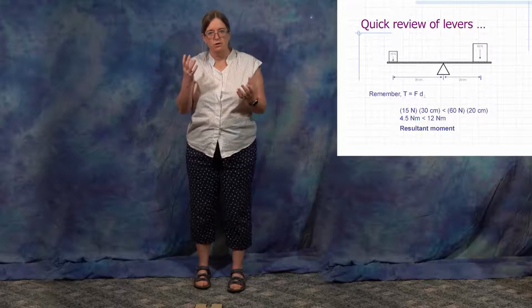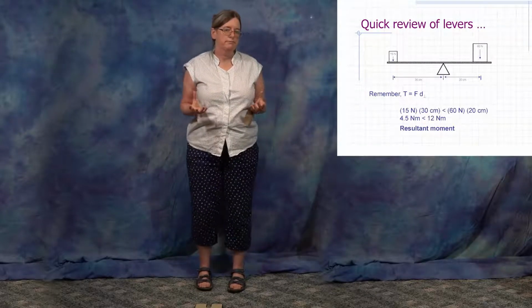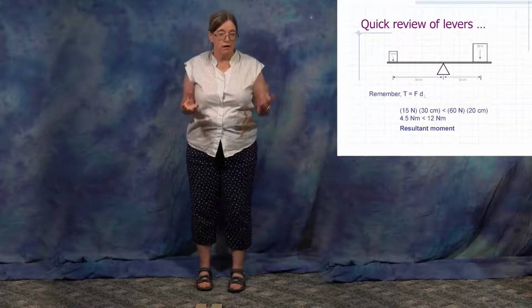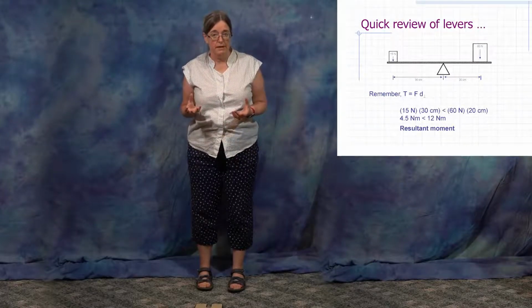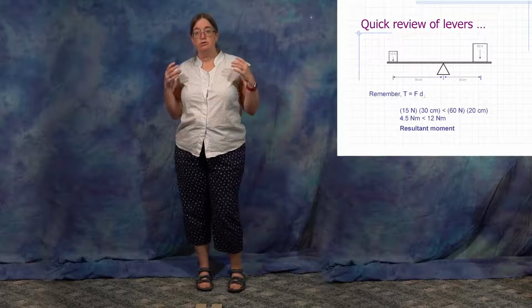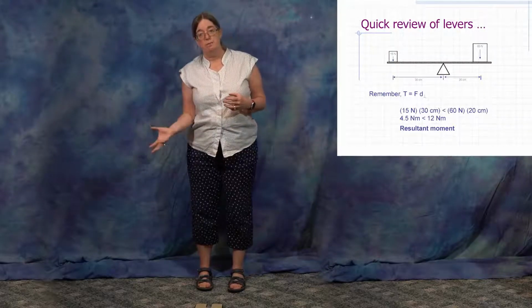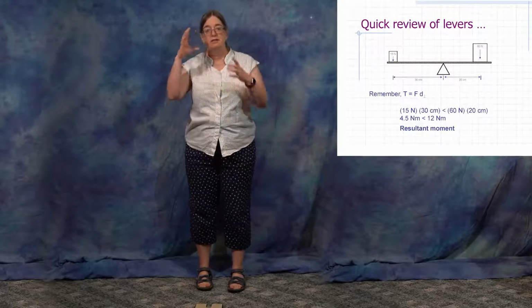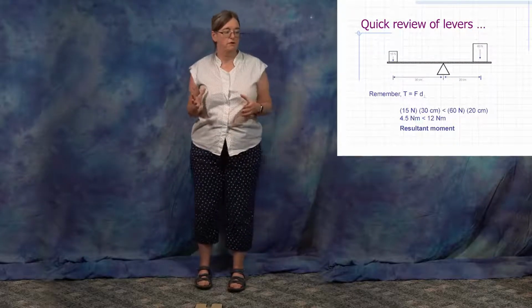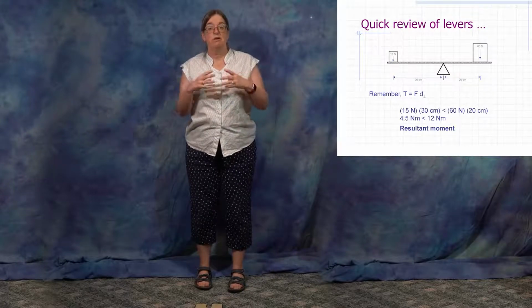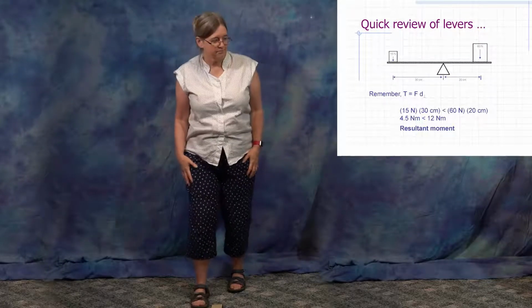You've got two torques on either side of that fulcrum created by the weight on either side of that fulcrum, and those torques aren't equal, so it's actually going to tip towards the side that is the 12 newton meters. There is a resultant moment or a resultant torque.